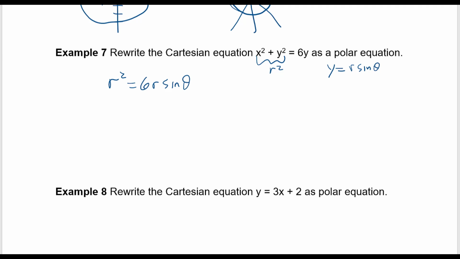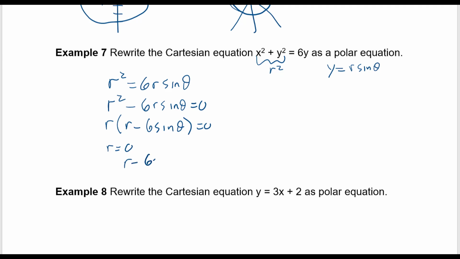And if we bring everything to one side, r squared minus 6r sine theta equals 0. And we could factor out an r, so it's r times (r minus 6 sine theta) is 0. So we have either r equals 0 or r minus 6 sine theta equals 0, meaning r equals 6 sine theta.